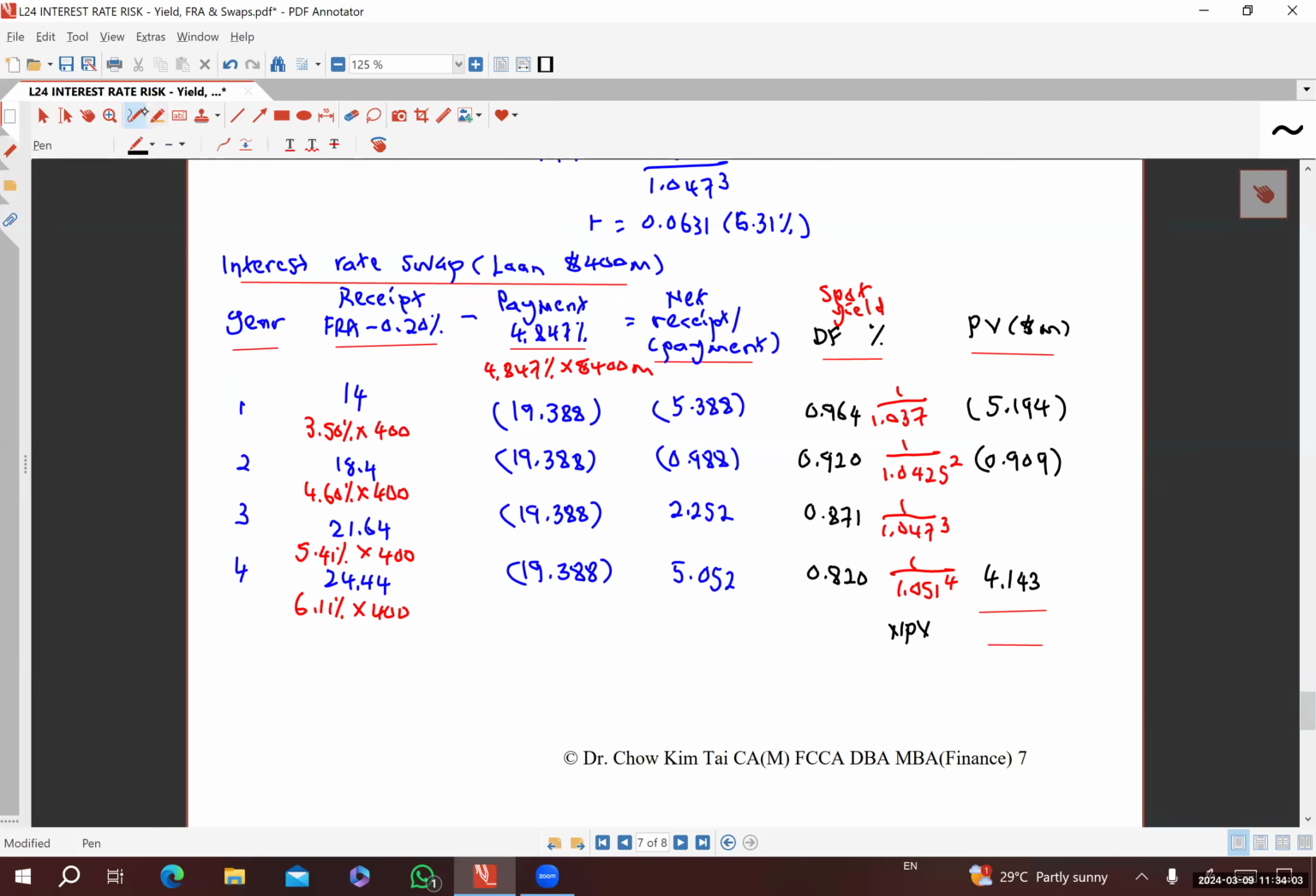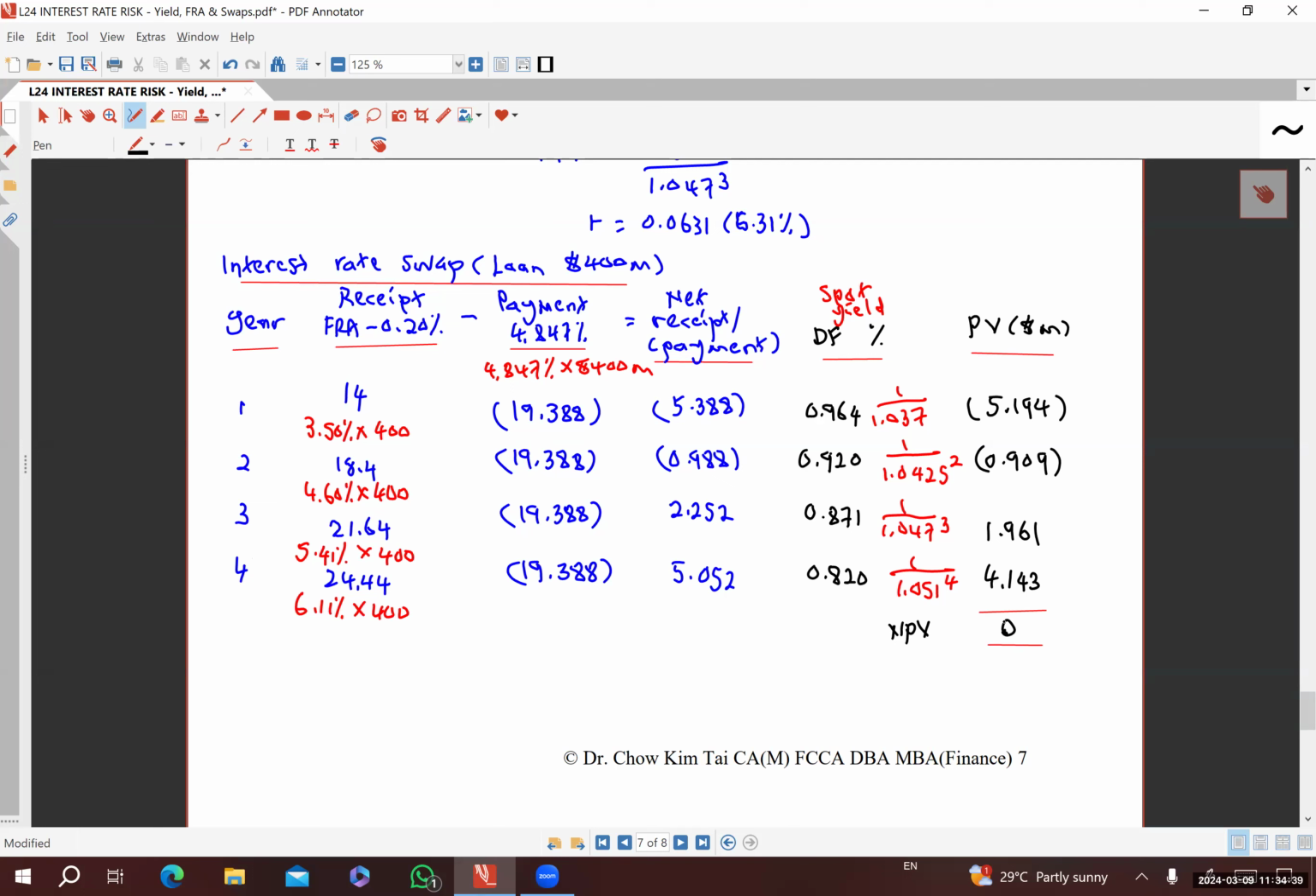This is 2.25, 1.961. The NPV is 0.001. It should be zero, and this is rounding error, so actually it should be zero. So the swap arrangement is fair to both parties. Both break even.